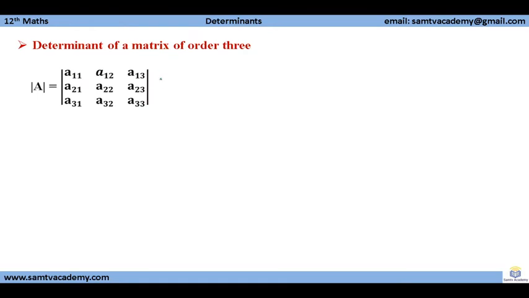Next, now this is an order 3 matrix. How to do it? As we have seen, we have just now solved only for a 2 by 2 matrix, which is somewhat easier. But for an order 3 matrix, you can expand it along any row or any column. But here I am taking row 1. I am expanding along row 1.